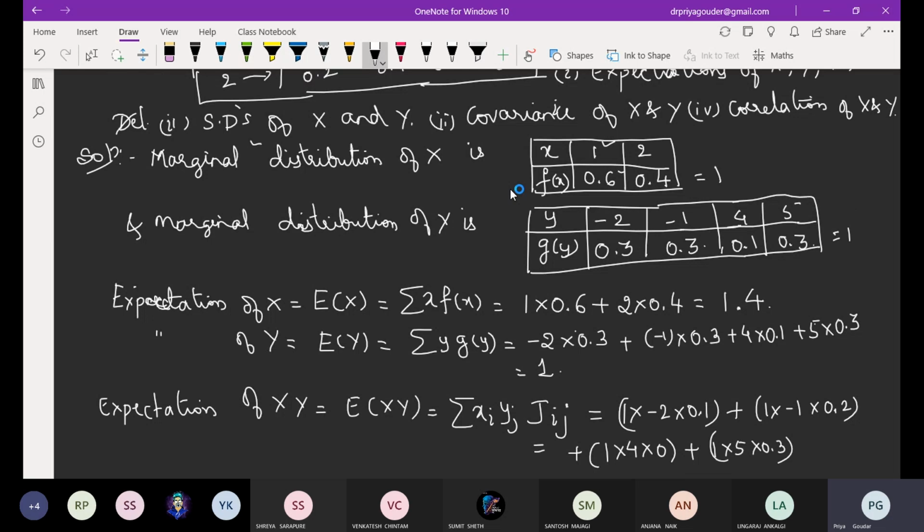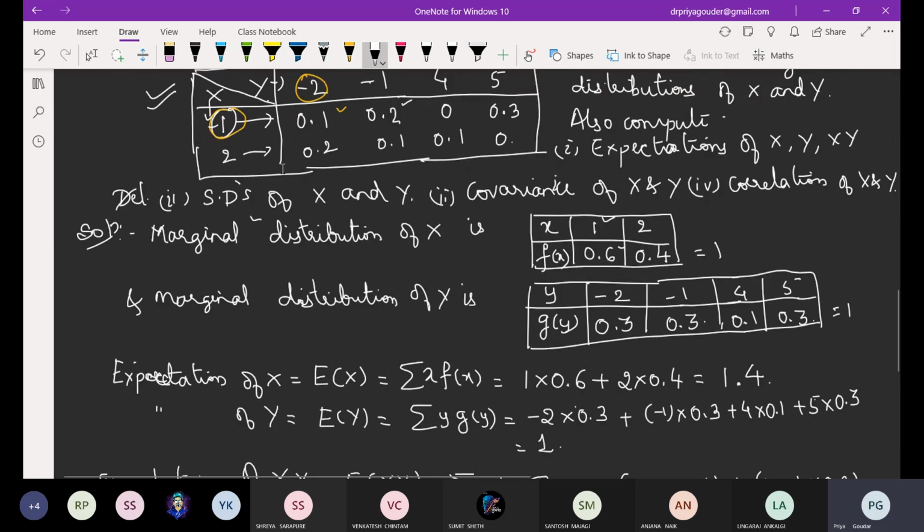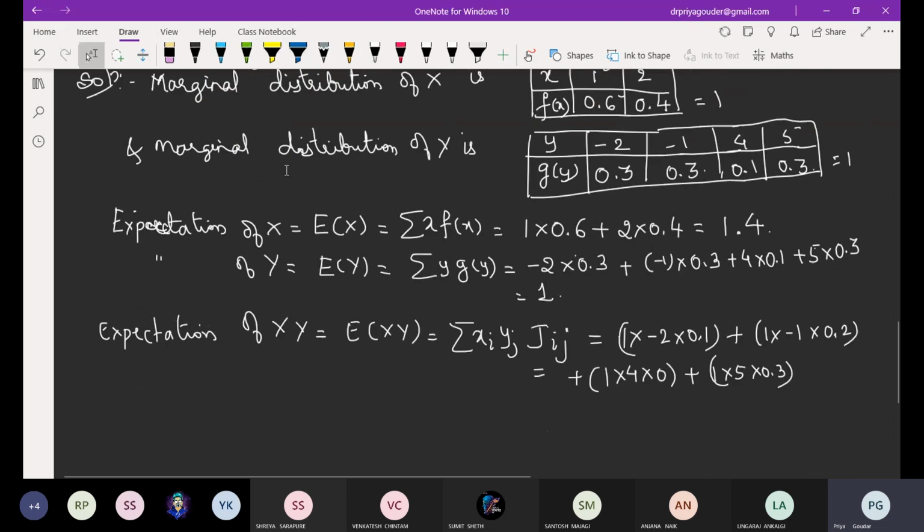This is done only by keeping x the same. Anyhow you take, you should take all the combinations. Means actually inside you have 1, 2, 3, 4, 5, 6, 7, 8. You should take 8 values. Next, 2 into minus 2. What is the corresponding joint probability value for this? Joint probability value is 0.2, isn't it?